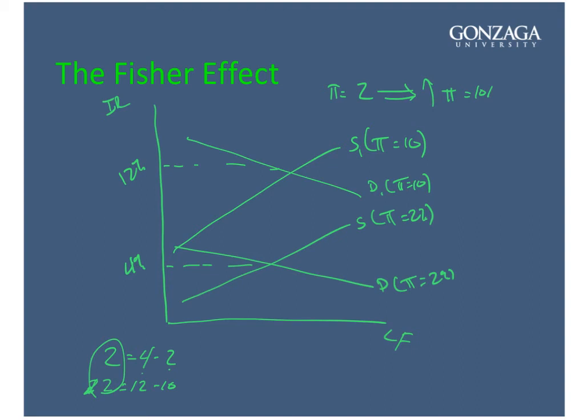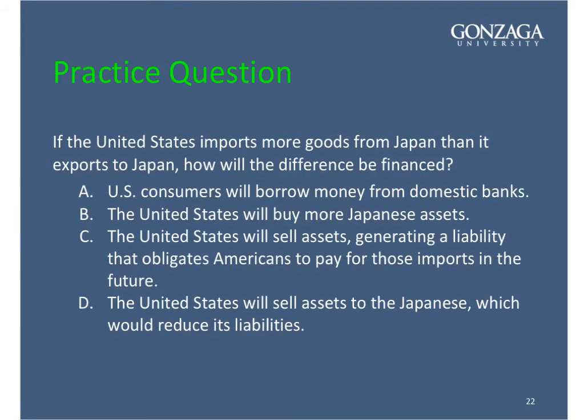If borrowers think inflation is going to remain low, they're willing to borrow at lower rates. But as soon as we think inflation is going to rise, they're going to increase their expectation and they're going to want to borrow at a higher interest rate. Do a little practice question.